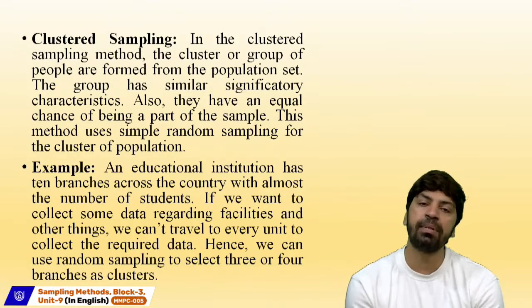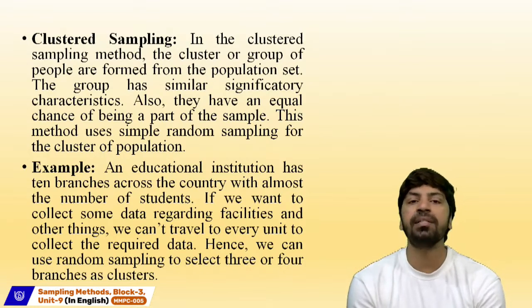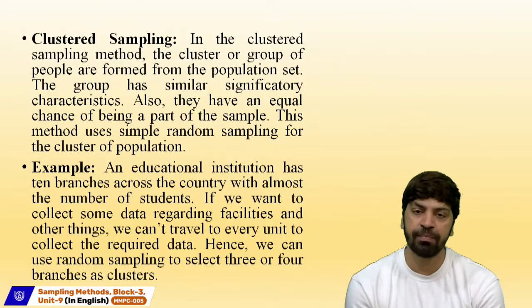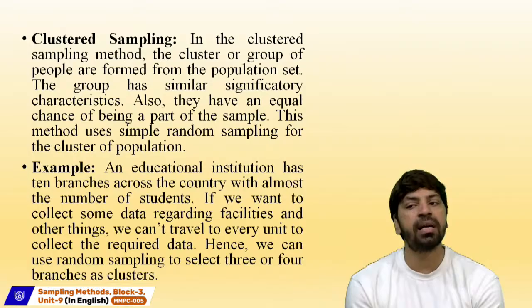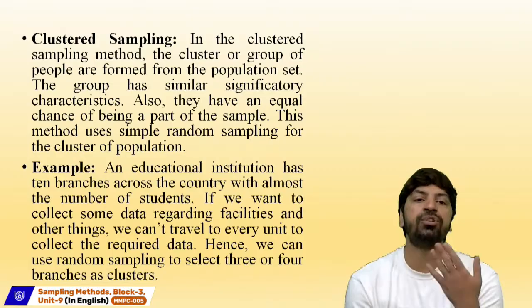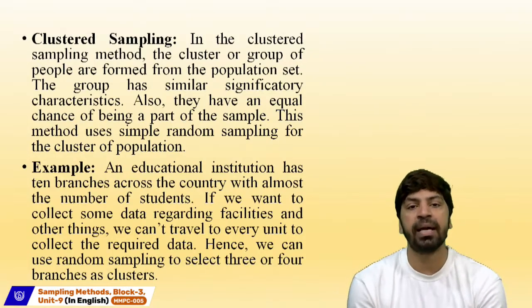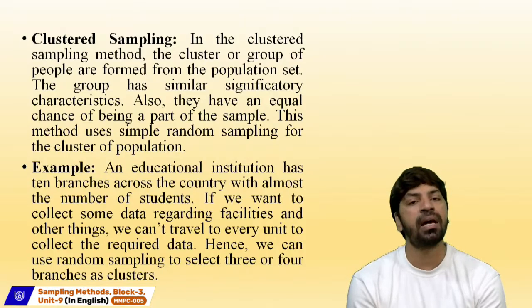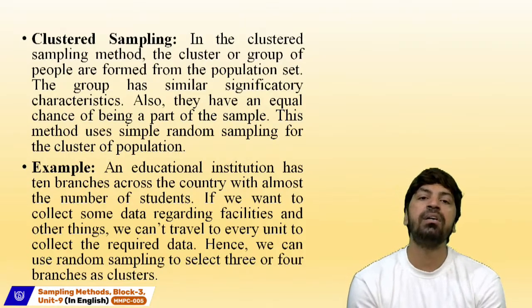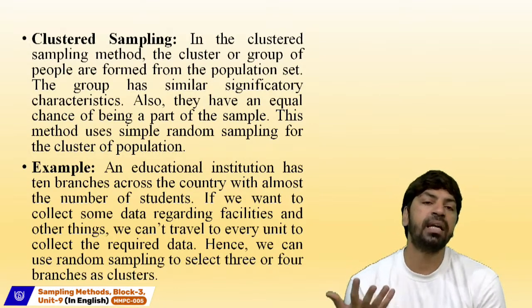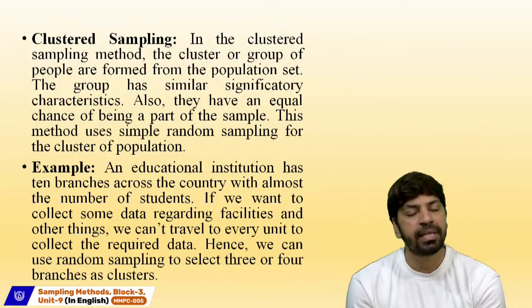Let's take an example. An educational institution has 10 branches across the country with almost the same number of students. If we want to collect some data regarding the facilities and other things, we cannot travel to every unit to collect the required data. Hence, we can use random sampling to select 3 or 4 branches as clusters and collect the data from the selected branches, and that is exactly called cluster sampling.